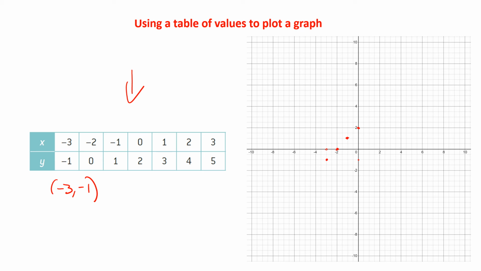Then 1, so from 1 here, going up to 3. And if you join those, I could keep going more, but the point being is if I joined all of those, I get a straight line. So that's what we're looking for when we're saying use a table of values to plot a graph. And it's putting that line through which gives you that nice straight line.